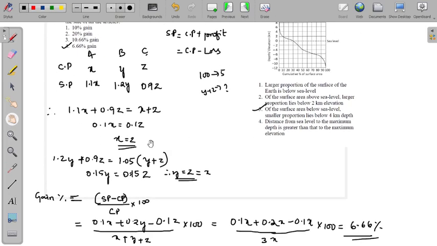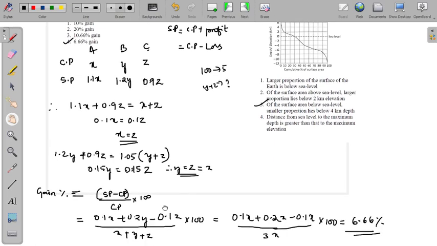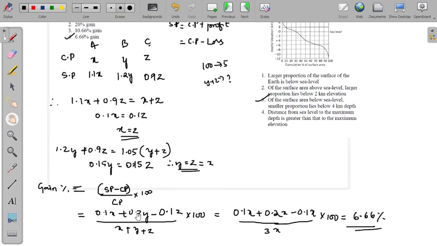Now we want to get the percentage gain or percentage loss, whatever it is. It is calculated like this: selling price minus cost price, divided by cost price, into 100. So the selling price of all these together, minus the cost price x plus y plus z, divided by x plus y plus z, into 100. We know that x equal to y equal to z. Substitute all the values, into 100, and that gives you 6.66%. The fourth option is the answer.